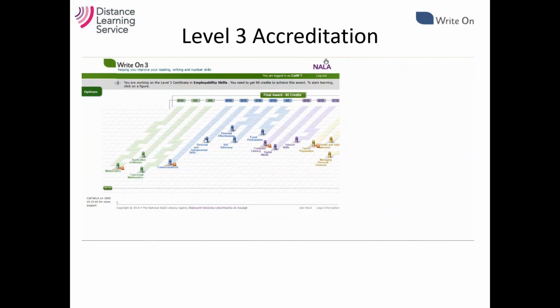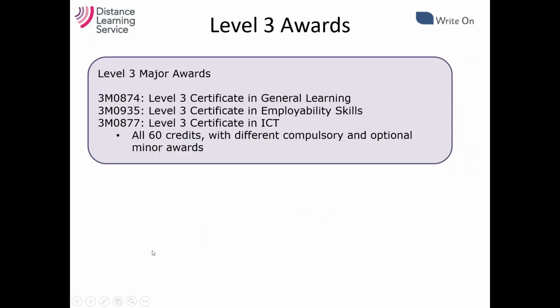What you will also notice on the screen is that there are C's beside some modules, which indicates that these are compulsory modules for employability skills. So there are 3 certificates you can do major awards in, depending on which one, whether it's employability skills, general learning, or ICT. There will be different compulsory ones. But for a general award, a major award at level 3, maths and communications will always be compulsory. So as I say, those are the 3 major awards you can get, to get a total of 60 credits.